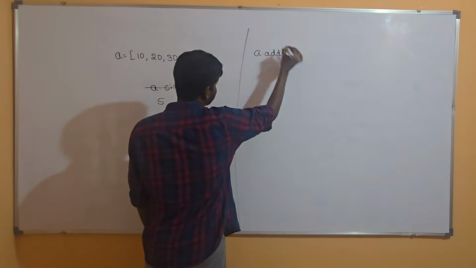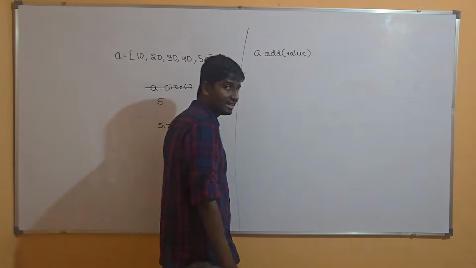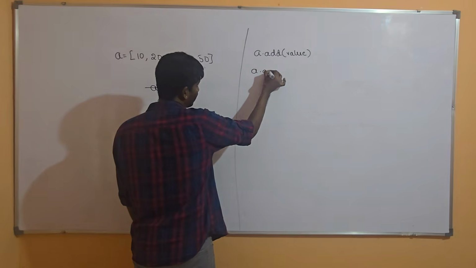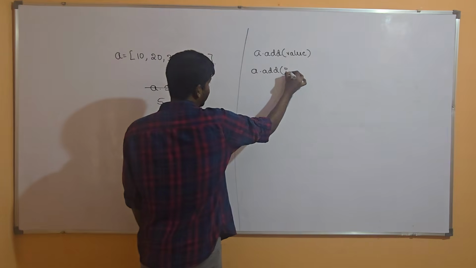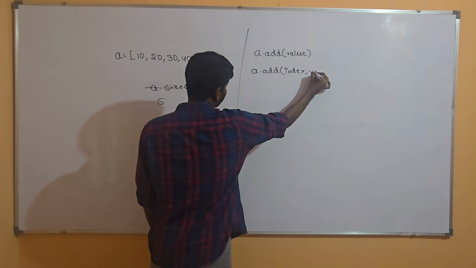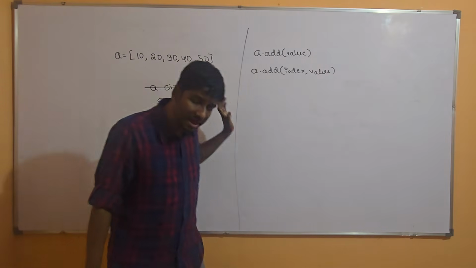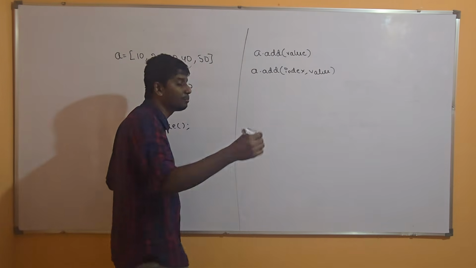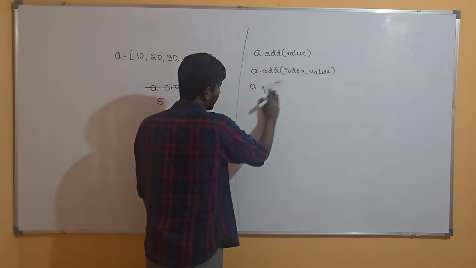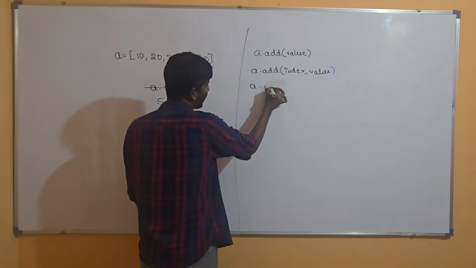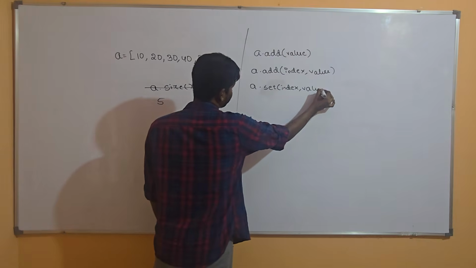A dot add. The add method will take a value that you want to store, and by default it stores it at the end. A dot value is nothing but an object, but I'm writing it as value. A dot add of index comma value is also possible. If there is an element stored at that index, it will be replaced by this value and the remaining elements will be pushed forward. I don't want to push, I want to replace. Okay, A dot set, sorry, if you want to replace the existing element at an index, that is A dot set of index comma value. This is the set method.